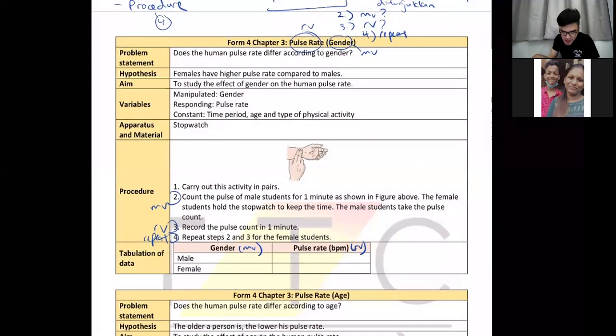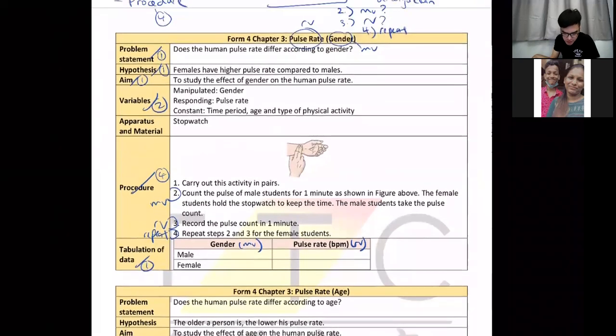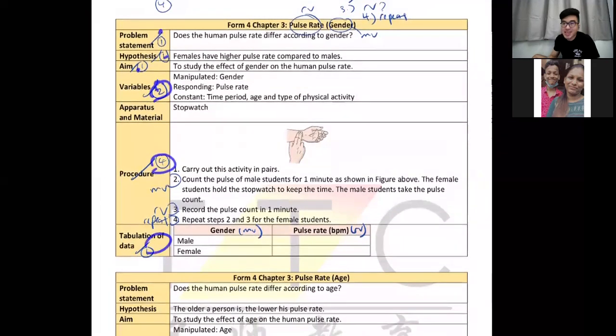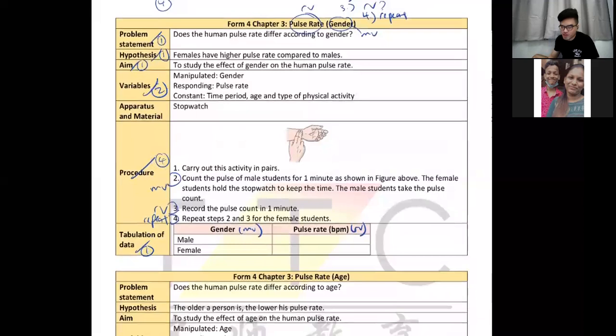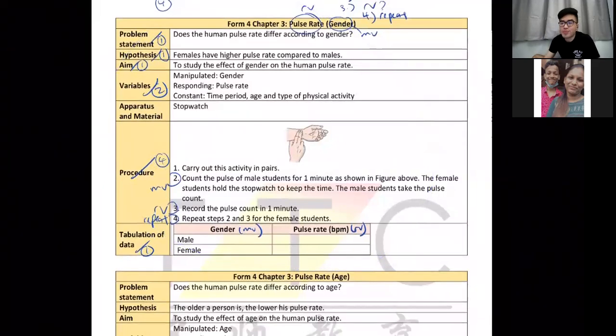Okay, let me tell you the marks. Problem statement is 1 mark. Hypothesis is 1 mark. Aim is 1. Variable is 2. Usually they won't ask for apparatus and material. They will give you. Procedure is 4. Tabulation is 1. So you add everything: 1 plus 1, 2, 3, 5. 5 plus 4, 9. 9 plus 1, 10. This is a 10 mark question. Can you write this? Of course you can. The 10 marks belong to you.